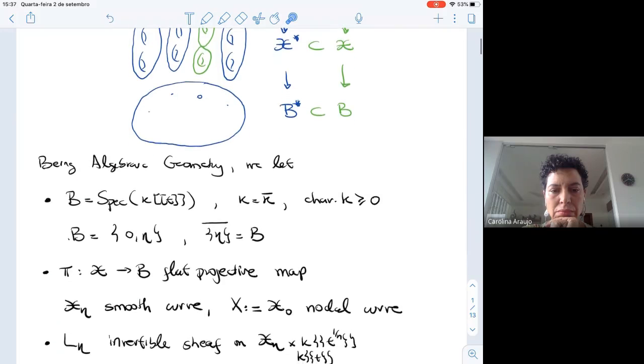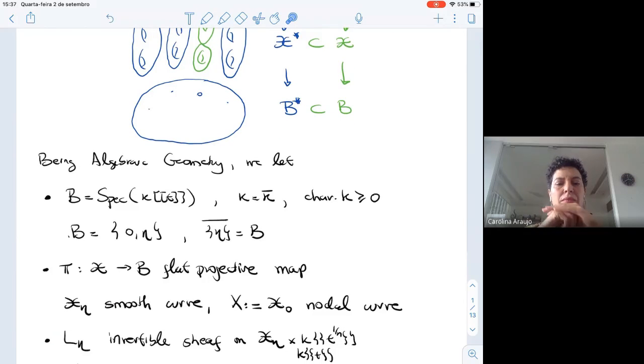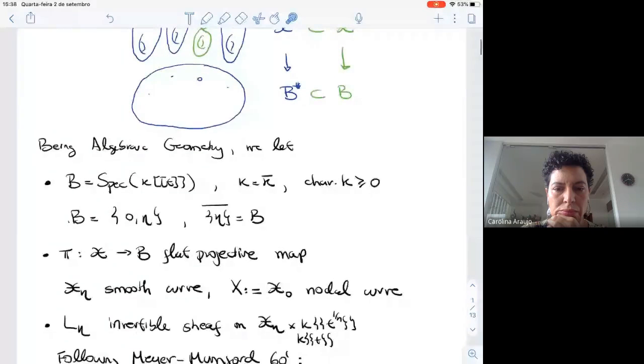And I'm considering an invertible sheaf on, in principle, the geometric general fiber. But if I'm over a field of characteristic 0, then that would be an invertible sheaf on this extension of the field of Laurent series. So just take some nth root of t. So it's the invertible sheaf, and I want to know whether it extends in some way to the whole thing.